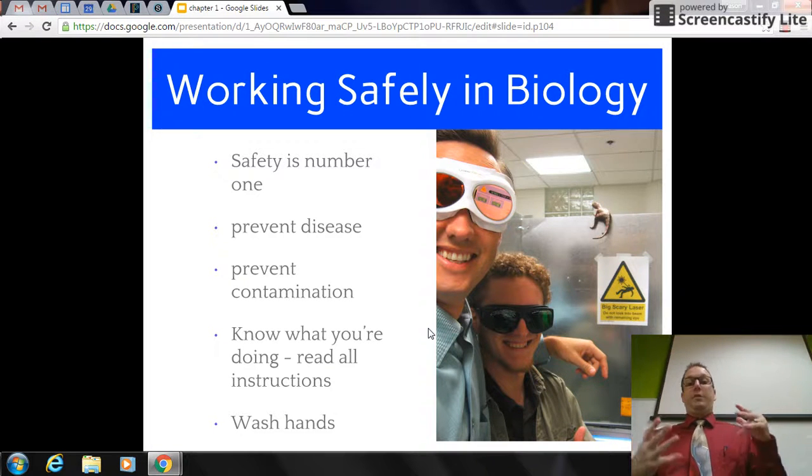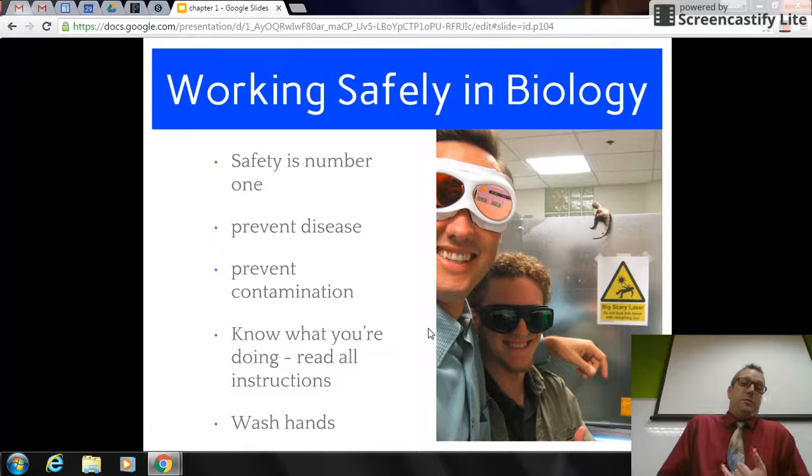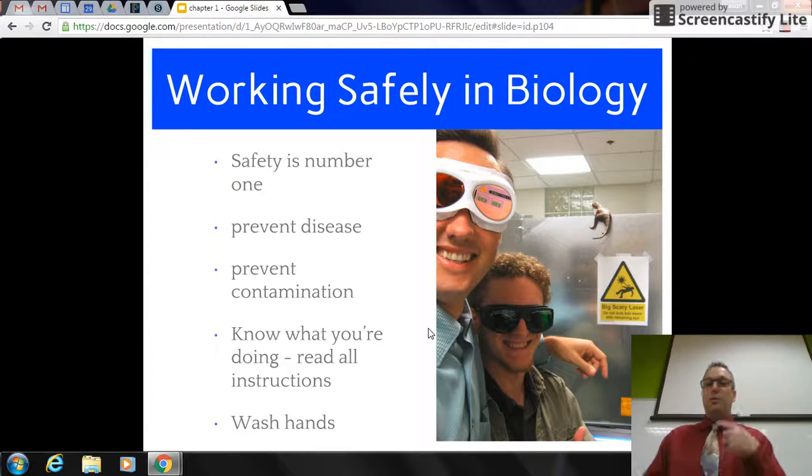And in our labs, two biggest things is know what you're doing. Read all the directions first so you know the next steps coming, and wash your hands at the end of our labs. That'll go a long way in the lab safety department.